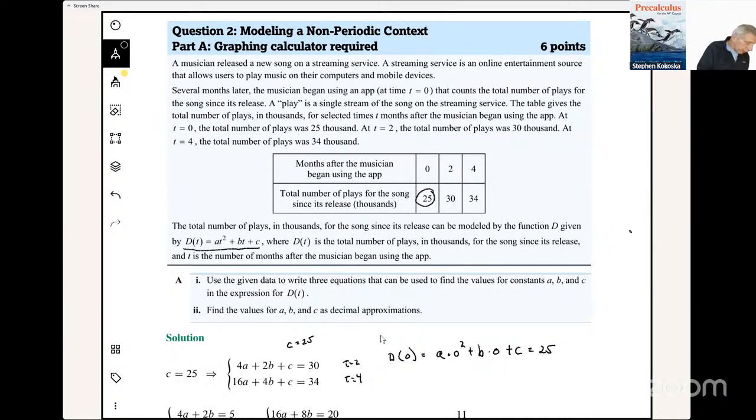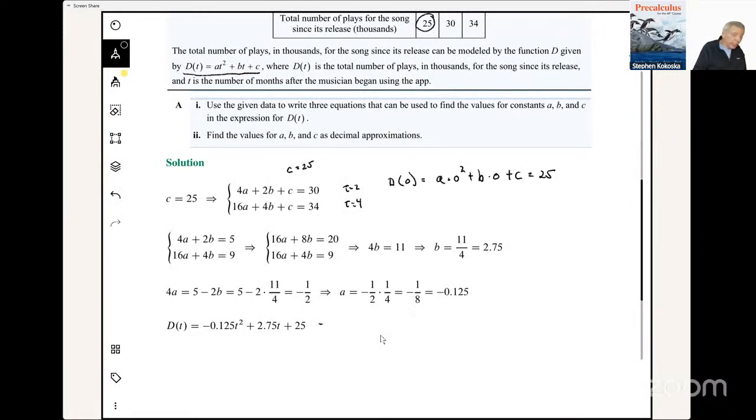Okay, so the very first thing we want to do is, whoops, I'm sorry about that. Let's see if we can go back here. We were just talking about how sensitive that is, huh? It says, first of all, use the data in the table to write 3 equations that we can use to find the values of A, B, and C in that expression for D, and then use those equations to find A, B, and C.